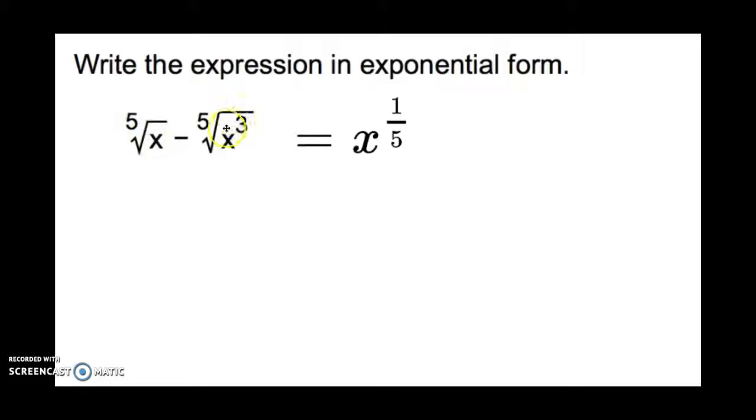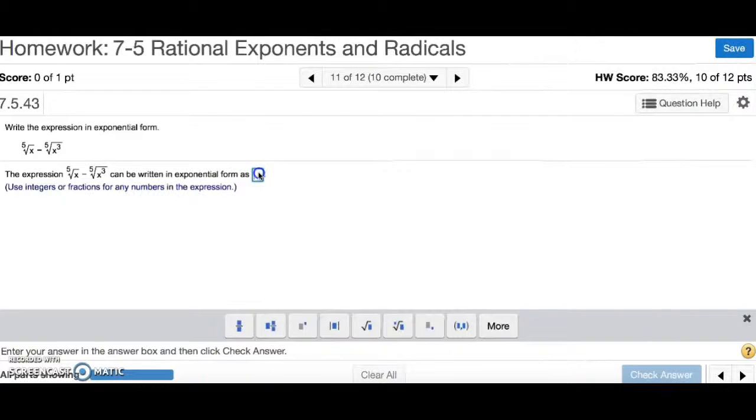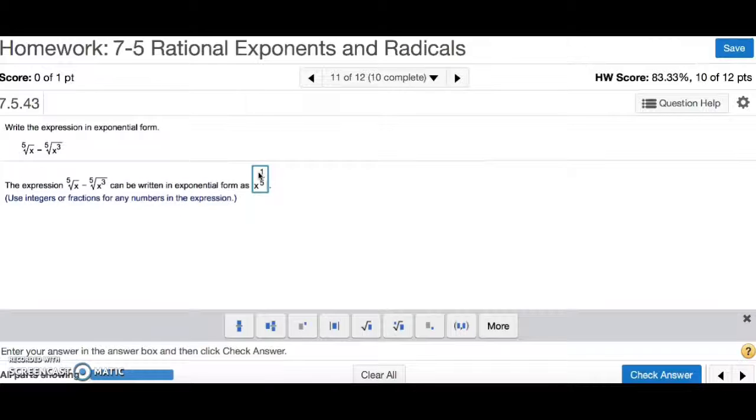The second term, we have x being raised to the 3rd power, and this is a 5th root, so we'll have 3 over 5. So we have x to the 1/5 minus x to the 3/5 as my answer. So let's type that in. So we have x to the 1/5 minus x to the 3/5.